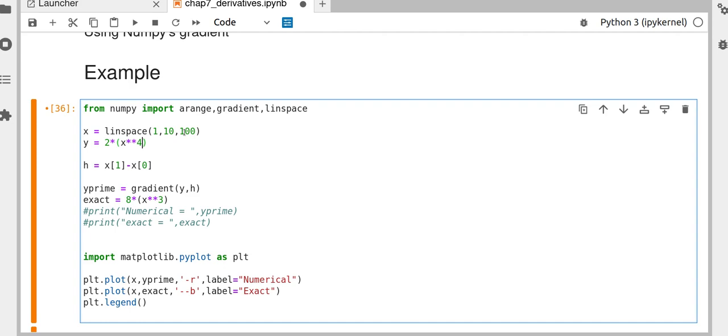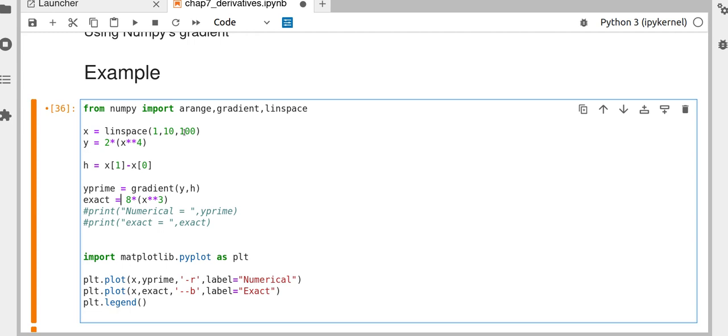Okay, so the h is the spacing. The spacing can be x2 minus x1, or x3 minus x2, or x1 minus x0. That is, the nth number minus the (n minus 1)th number. That is what we mean by the spacing.